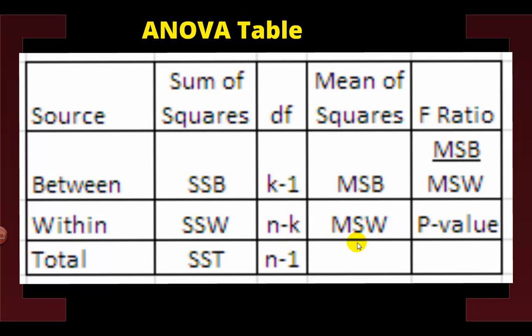The mean squares, remember, is the sum of squares between divided by degrees of freedom. Sum of squares within divided by the degrees of freedom, because it's our mean squares within. And our ratio here is our mean squares between divided by our mean squares within, and it will usually give you the p-value. So we're again going to compare the p-value to alpha to determine whether or not we reject or not reject.